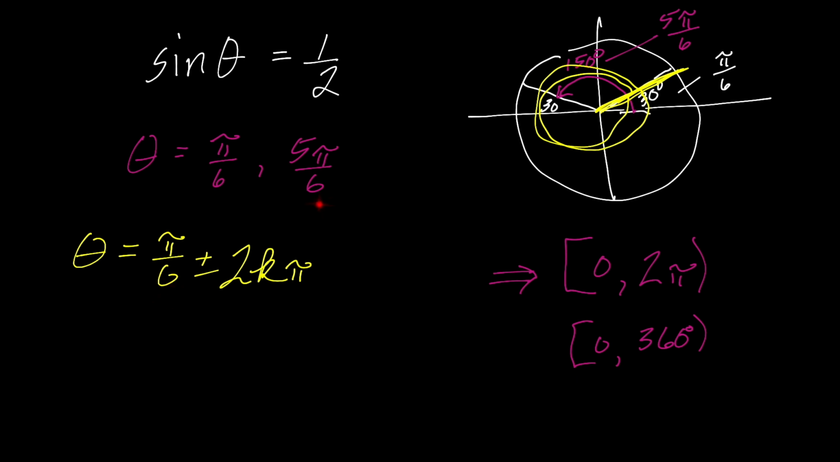If you look at 5 pi over 6, the same thing can happen. I could start at this 5 pi over 6, and every 360 degrees around, I would be at a coterminal angle. So theta is equal to 5 pi over 6 plus or minus 2k pi. That just means 2 pi times any number of revolutions, positively or negatively.